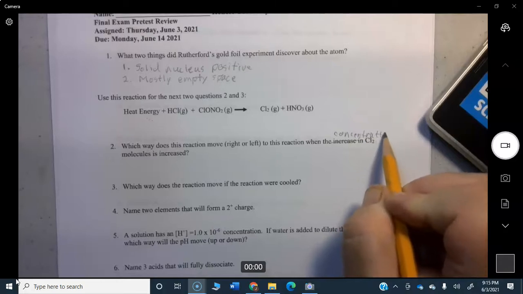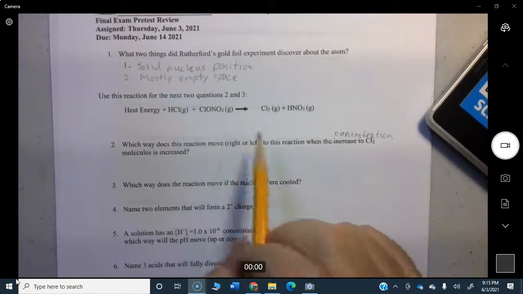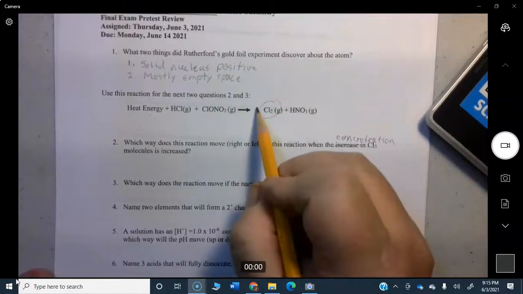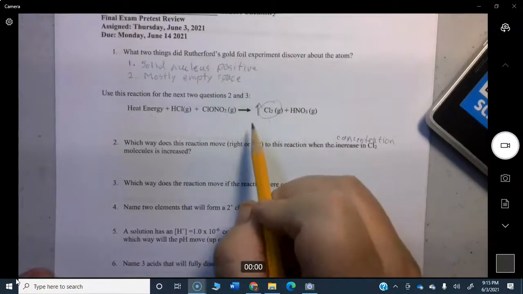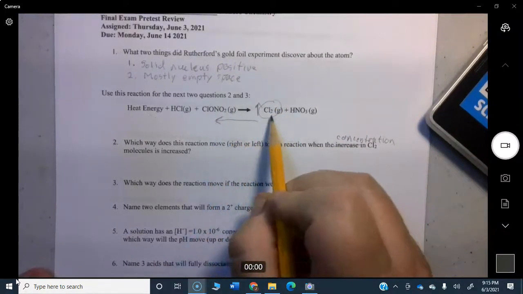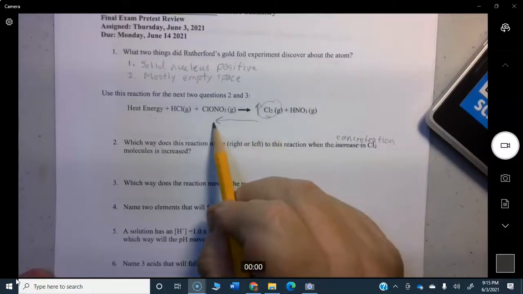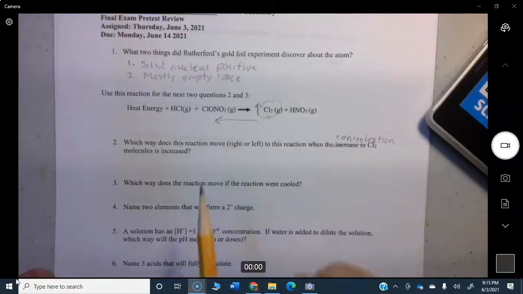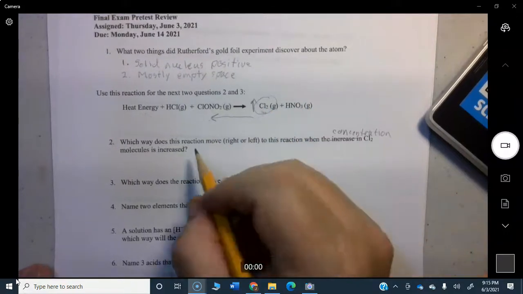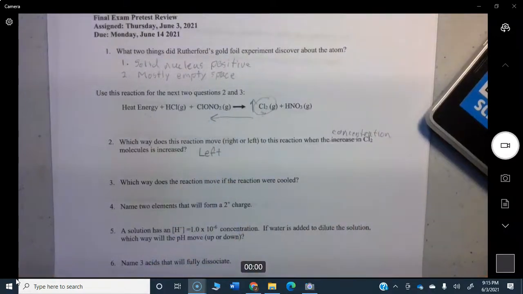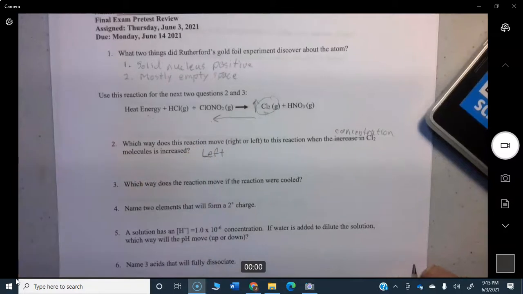And you just think of the concept of a crowded room. If you assume this reaction is in equilibrium and you increase the concentration, the reaction is going to want to flow back. It has more Cl2 than it would like to have at equilibrium, so it wants to flow backwards. It wants to take the products and turn them back into reactants. So that's going to be to the left. And on these answers, you don't have to give me complete sentences. Just get down the answer, okay?